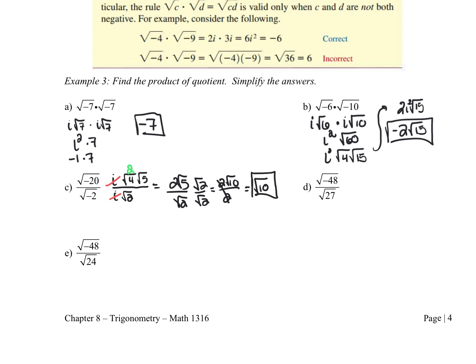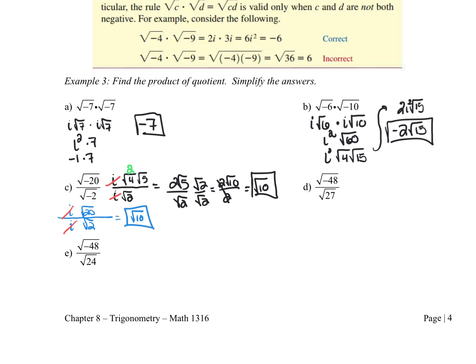Another way you could have done this is had the i pop out and the i pop out. So then we have square root of 20 and the square root of 2. The i's still cancel out. And then we can divide the 20 by the 2 because they live in the same radical, the same root. So 20 divided by 2 is square root of 10. So just another quicker way to do the problem.